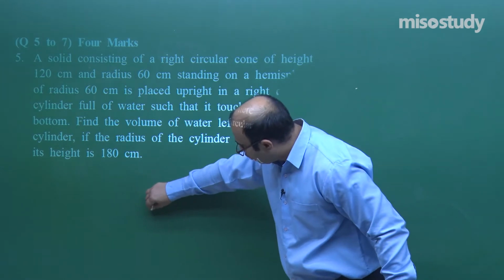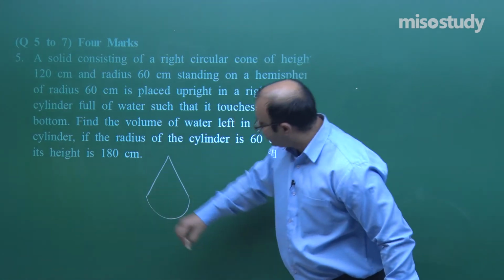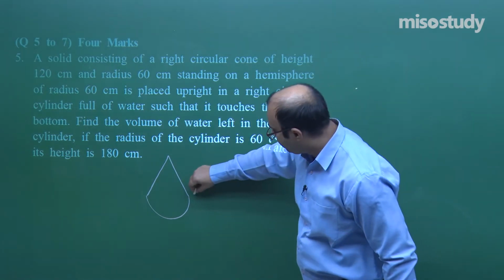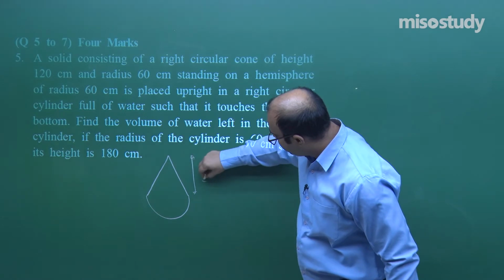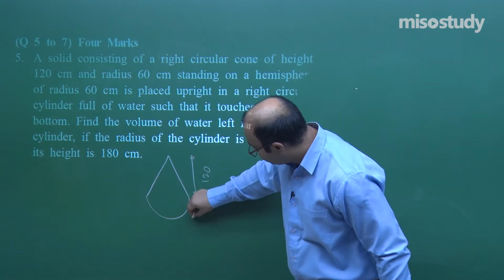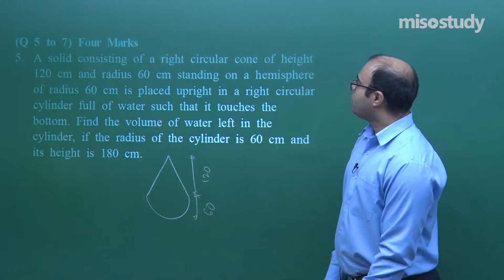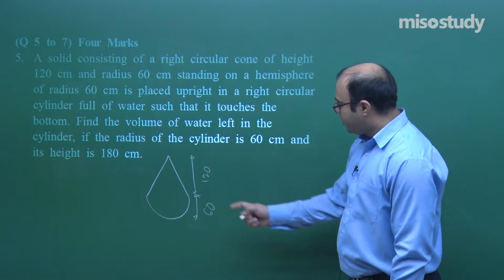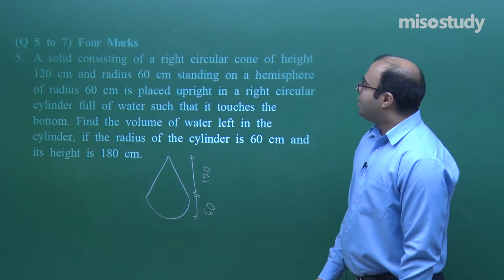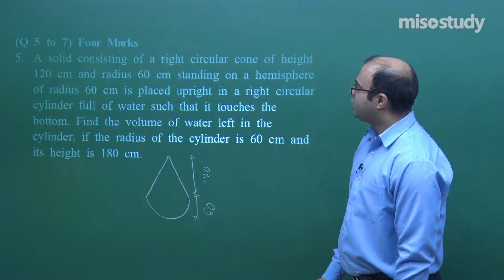So first there is a cone with a hemisphere at the bottom, and it is given that the height of the cone is 120 centimeter and the radius is 60 centimeter. This part is the radius, equal to 60 centimeter, and the hemisphere also has radius 60 centimeter. This is the figure we have, and it has to be inserted in a right circular cylinder full of water such that it touches the bottom.